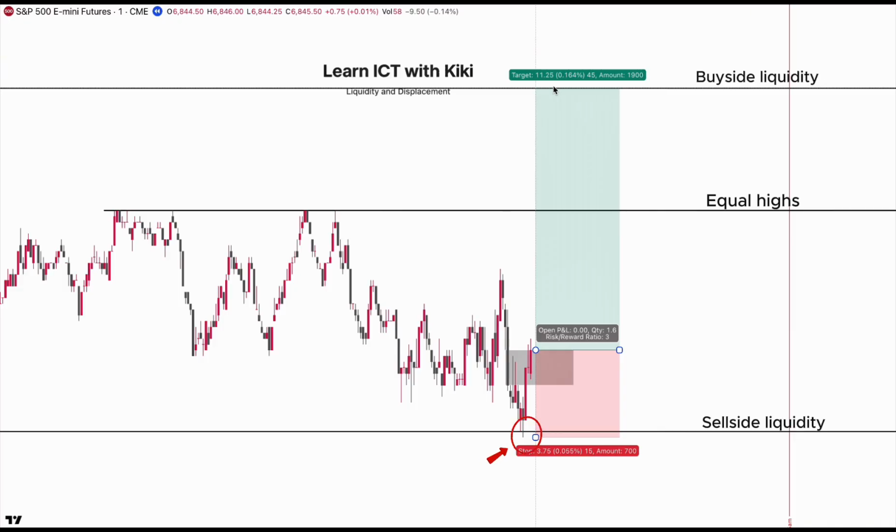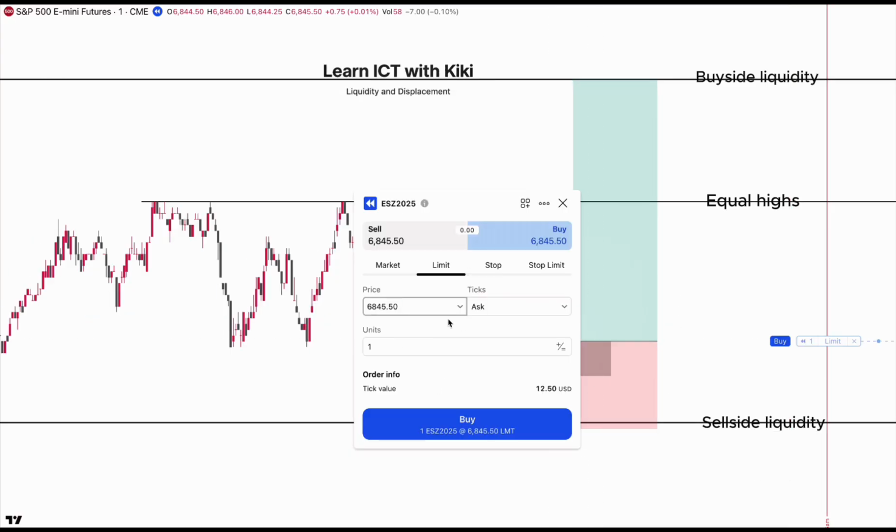Once price takes liquidity, engulfs that down close candle, inverts the bearish fair value gap, and creates a bullish fair value gap, that tells me that price is now bullish and likely wants to move higher to target that buy side liquidity above. So I entered long, targeting the liquidity above.